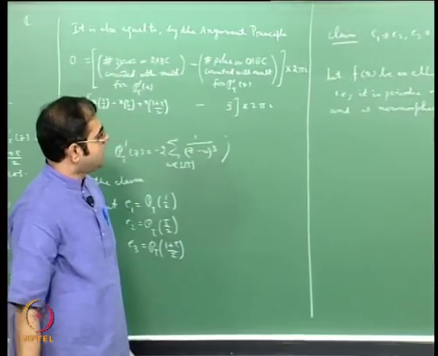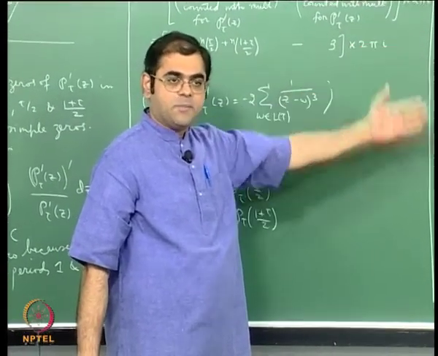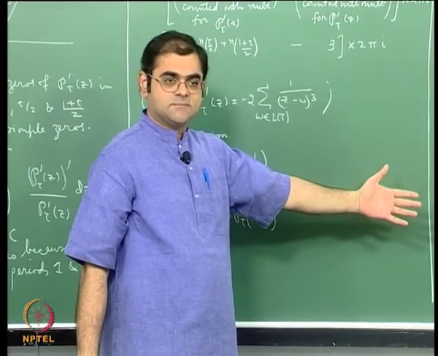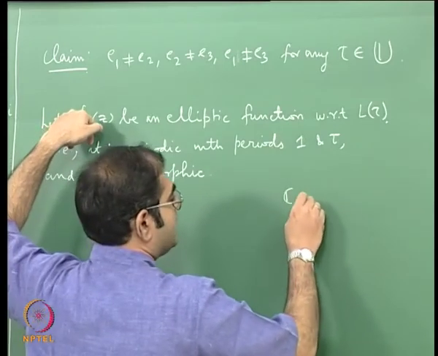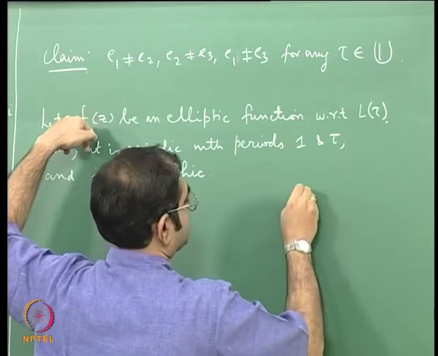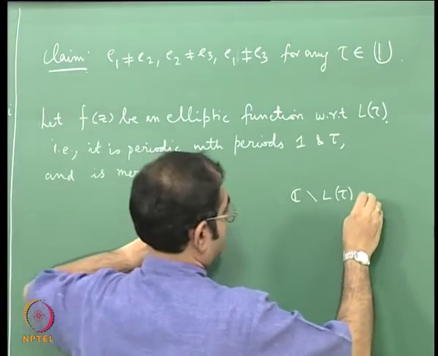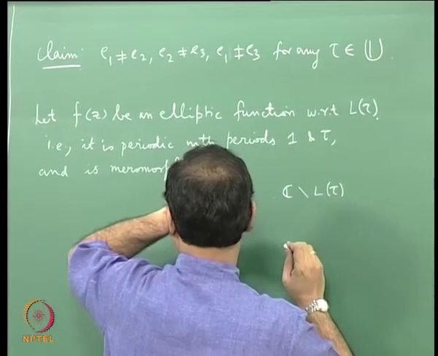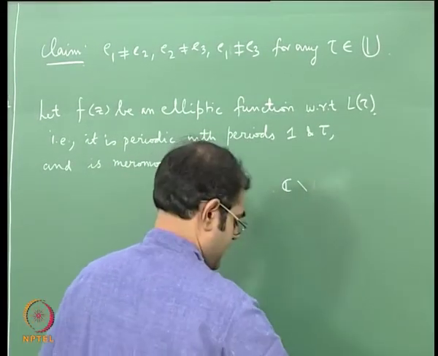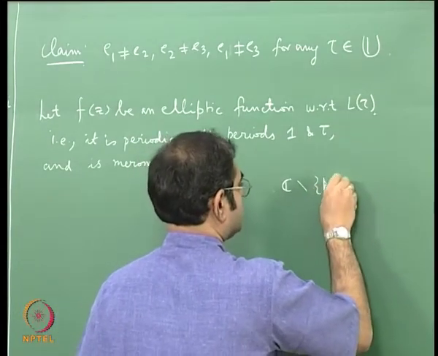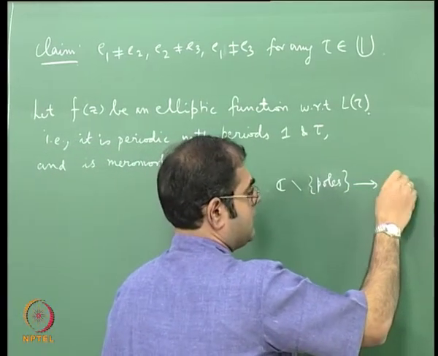Now of course what this means is that you are considering on the complex torus a general meromorphic function. So what is this? This is a function which goes from C minus the lattice, in fact I should say C minus the set of poles, to C.